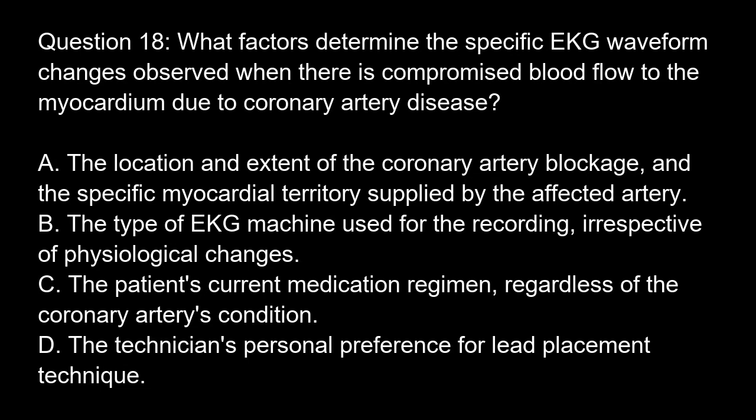Question 18. What factors determine the specific EKG waveform changes observed when there is compromised blood flow to the myocardium due to coronary artery disease? Option A. The location and extent of the coronary artery blockage and the specific myocardial territory supplied by the affected artery. Option B. The type of EKG machine used for the recording, irrespective of physiological changes. Option C. The patient's current medication regimen, regardless of the coronary artery's condition. Option D. The technician's personal preference for lead placement technique.